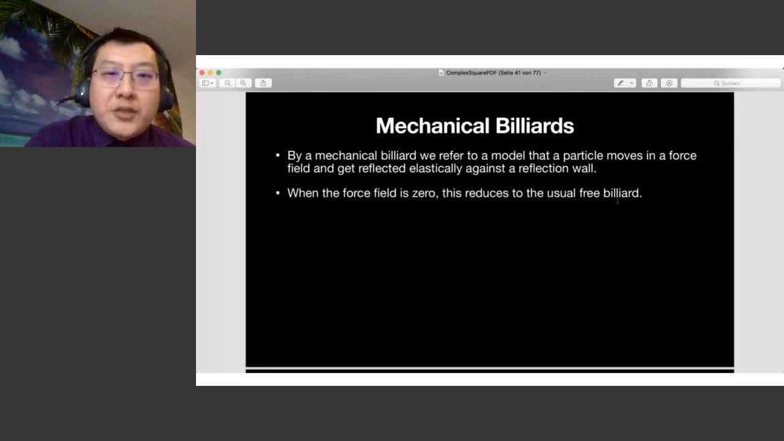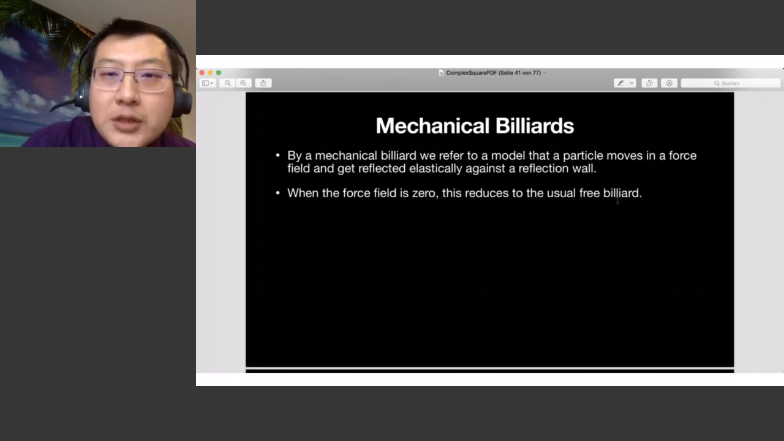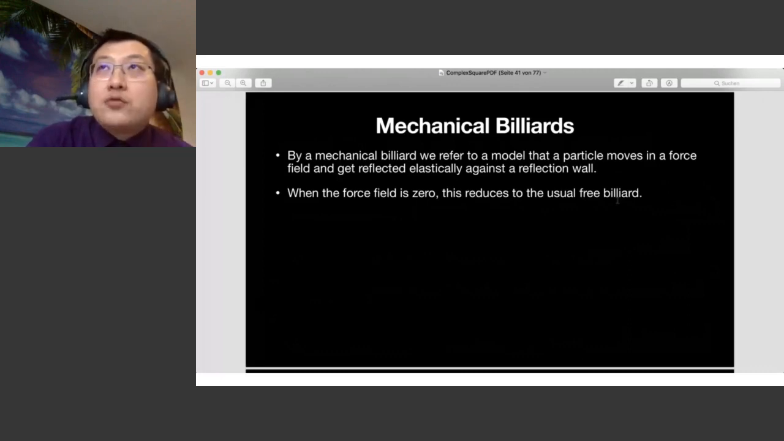So, for example, when the force field is 0, then of course this just reduces to the usual Birkhoff billiard, which is the object of a lot of studies. It's just particles moving along straight lines and getting reflected against some reflection wall, for example, in the plane against some curve, and then of course its dynamics is determined strongly by this reflection wall.